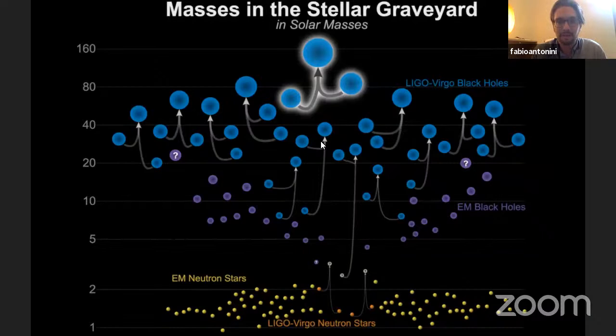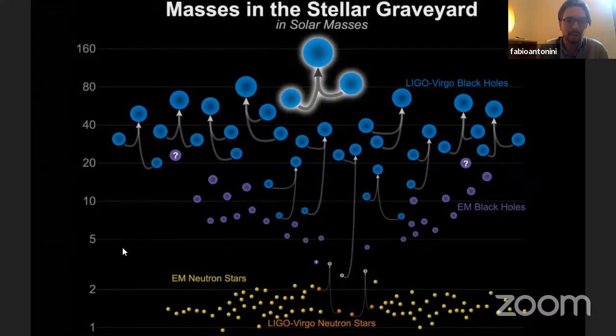Here is a schematic view of what we know so far from LIGO. It just gives the masses of the black holes detected by LIGO. The vertical axis is the mass of the black holes. The LIGO sources are the blue symbols. The purple symbols are the black holes that have been detected in the galaxy through their electromagnetic counterpart in X-ray binaries.